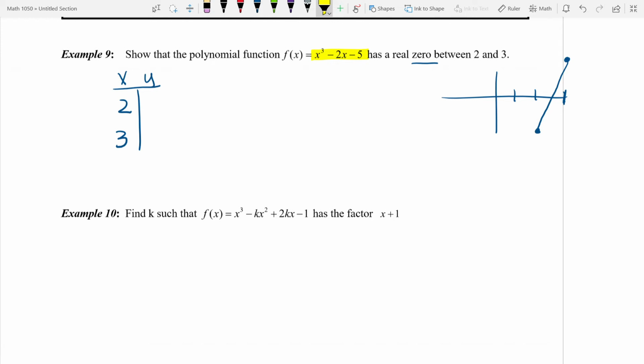Then I'm going to go alpha, enter, raise it to the third, minus 2, alpha, enter, minus 5, hit enter, and I get a negative 1.